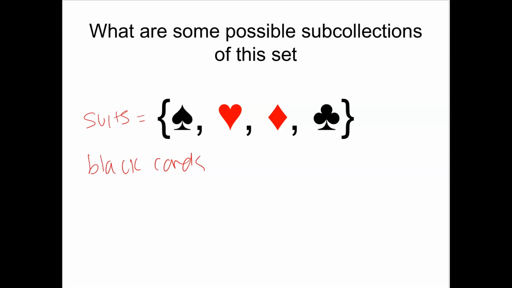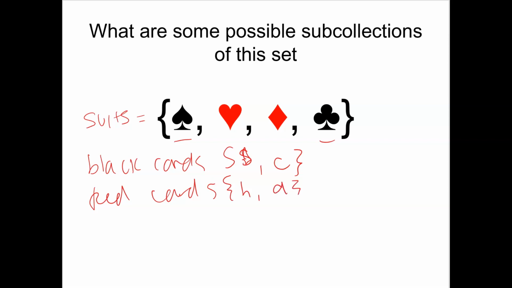That would be the spades. Oh boy, I'm just going to write spades and clubs. Spades and clubs. The red cards are hearts and diamonds. So those are some sub-collections of that.